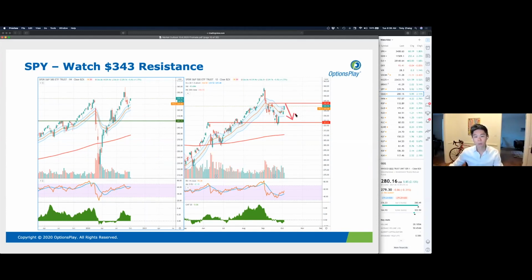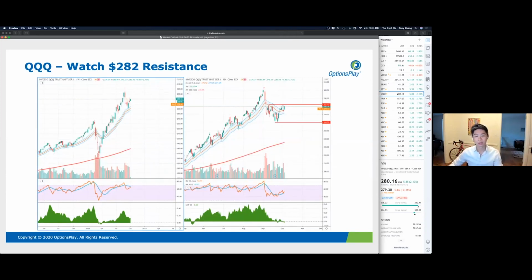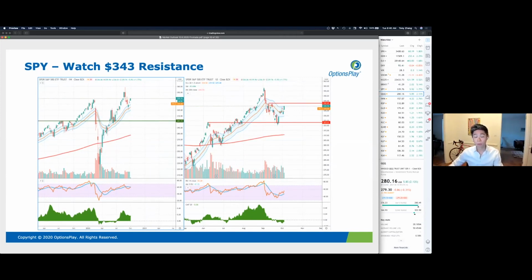And if we do get that weakness into that 330, 323 level, that is, from our perspective, the buying opportunity for a longer-term bullish view here. So those are the two different scenarios that we're paying attention to, and both the NASDAQ and the S&P 500 are well below those resistance levels at the moment.